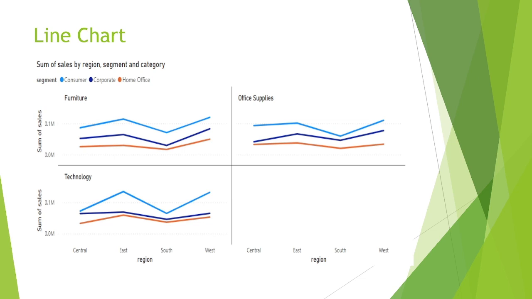Furniture sales are highest in the east and west regions, very high in east and west. Consumer segment consistently has the highest sales, followed by corporate and home office. And sales dip in the south region, meaning fewer people buy furniture there. So this is the line chart, sum of sales by region, segment, and category. Furniture, technology, and office supplies.